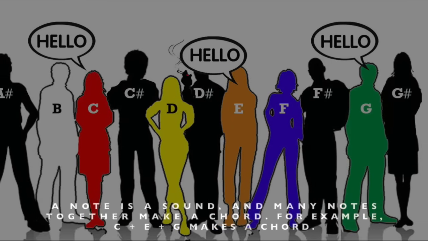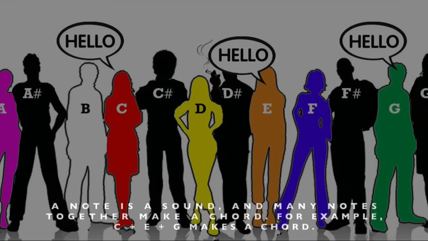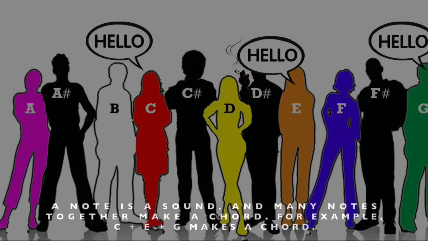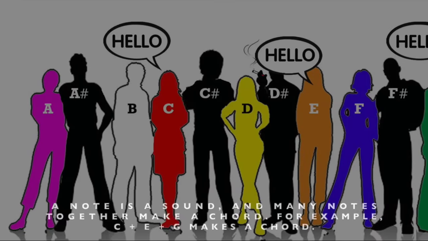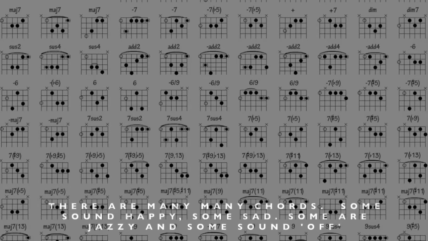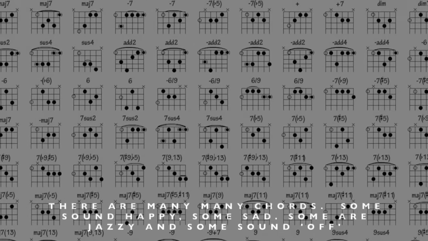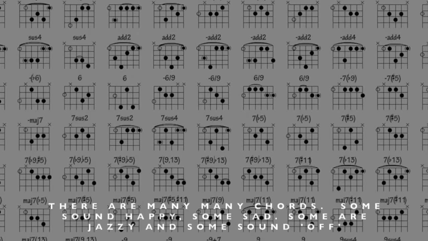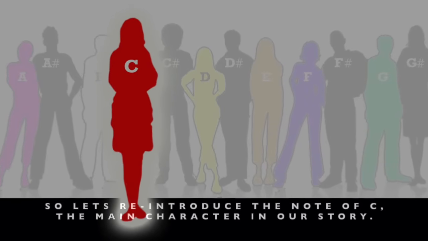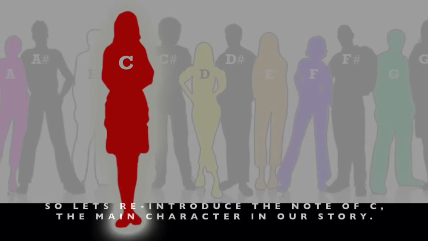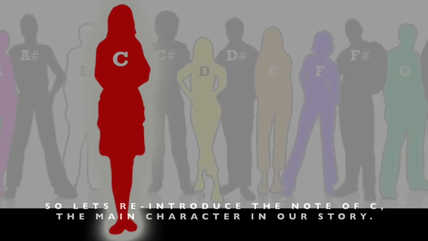A note is a sound, and many notes together make a chord. For example, C plus E plus G makes a chord. There are many chords. Some sound happy, some sad, some are jazzy. So let's reintroduce the note of C, the main character in our story.